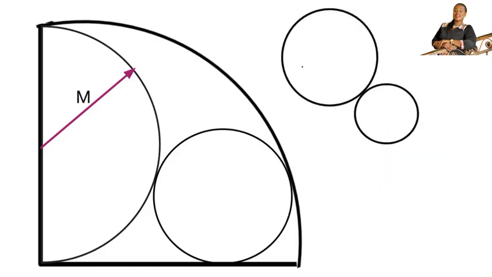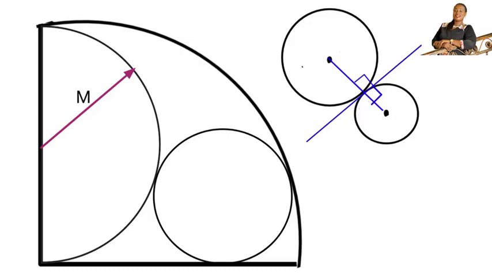Imagine we have two circles that touch each other from the outside. If we draw a line joining the centers of both circles, this line will also pass through their common touching point. Why is it so? Because if we draw a tangent at that touching point, then this line will be perpendicular to this tangent, and the line is also the radius of this circle. Similarly, this line will also be perpendicular to this tangent line, and this is also the radius of this circle.